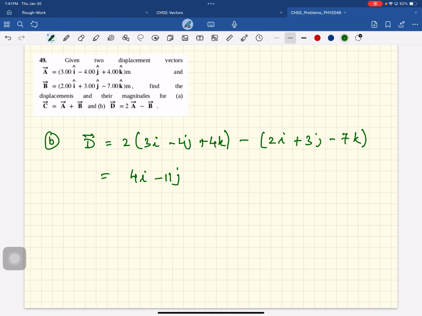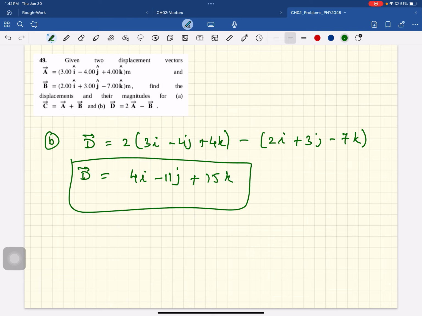Who wants to do the K component? Help me with the Z component. So 8 plus 7, 15K. All right? So again, whenever you want to do algebra, you want to have the vectors in component form.